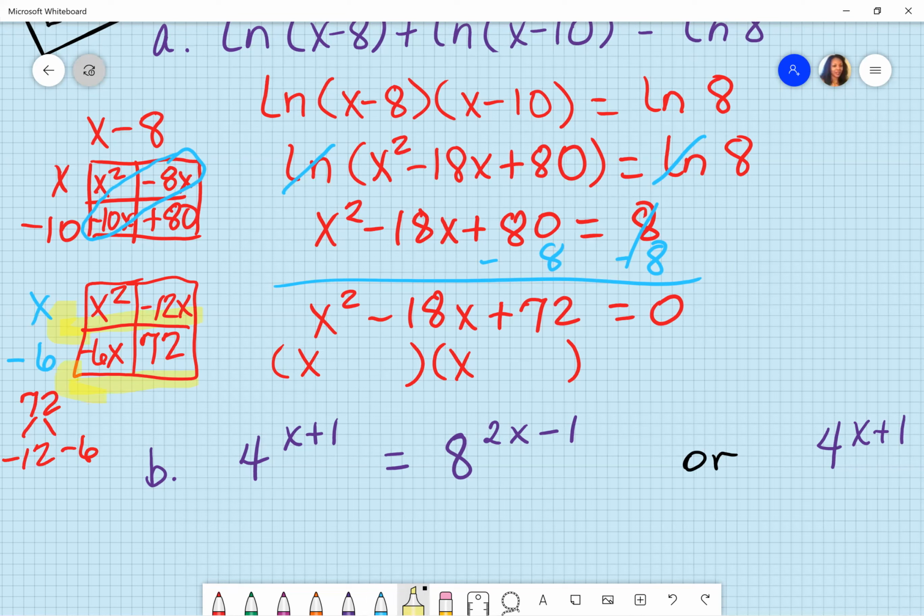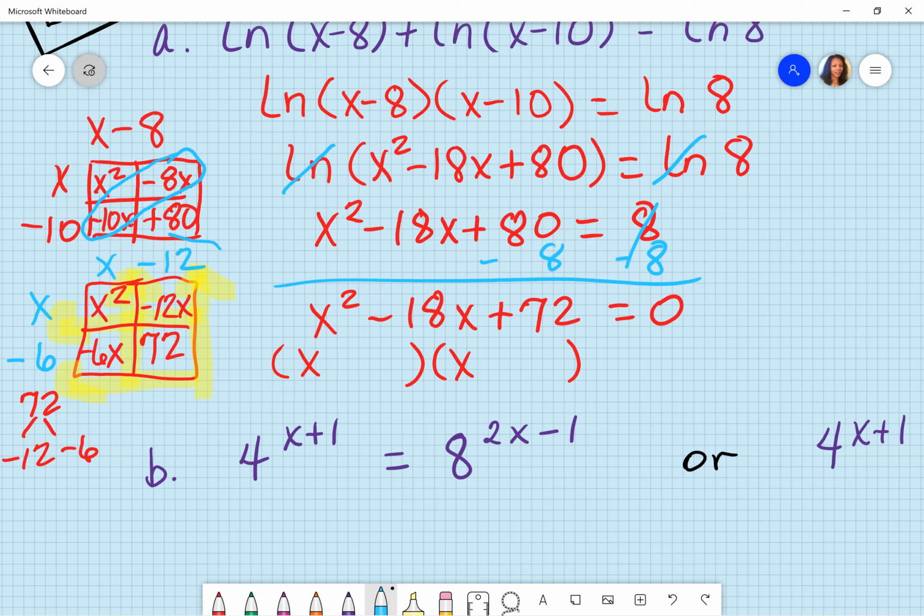And going in the opposite direction, which is going up, vertical, I'm going to do the exact same thing. The greatest common factor between x squared and negative 6x is still x, and then the greatest common factor between negative 12x and 72, and because there's a negative there, it's going to be negative 12.